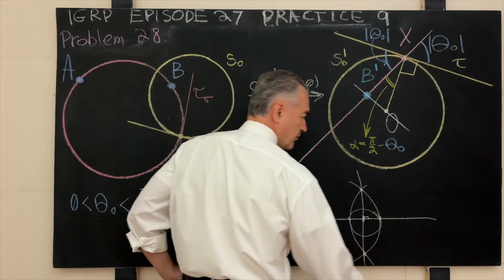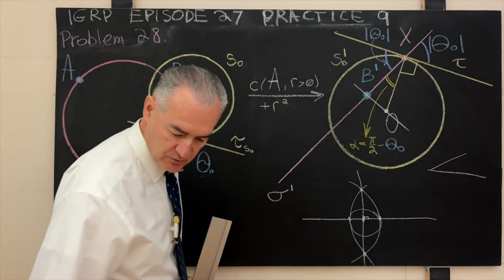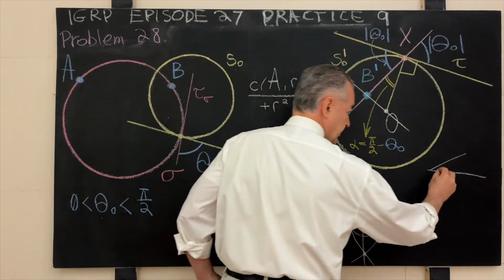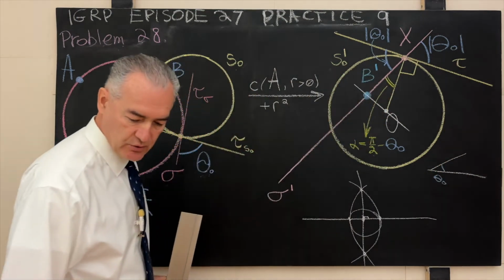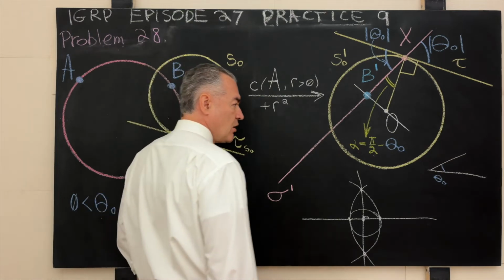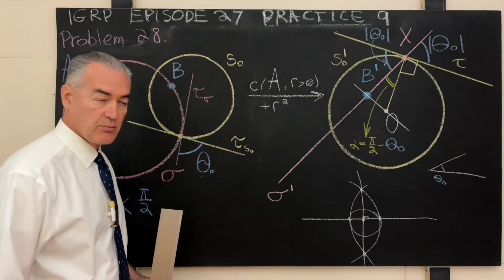Now, how do we copy? Let's say we have the angle of the given magnitude, theta 0. This angle right here is theta 0. How do we copy this angle into any location in the parent plane with Euclidean tools alone? Well, we can do it basically with a compass alone.